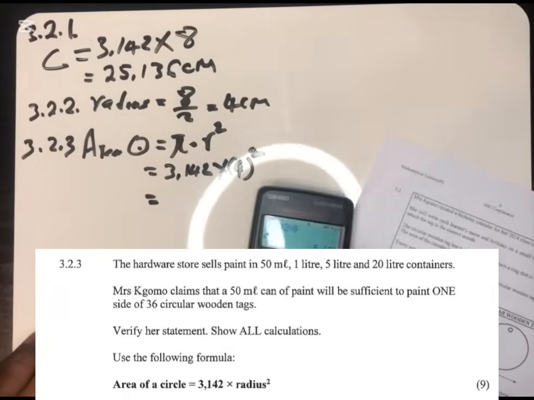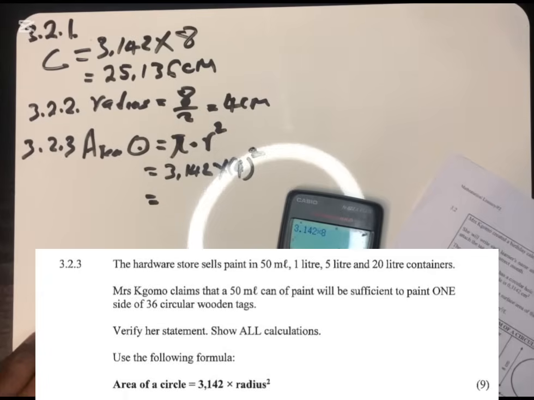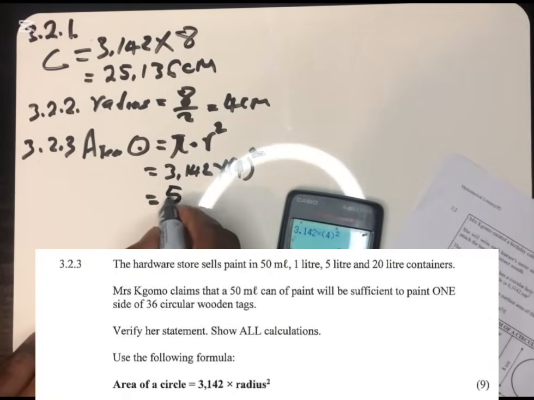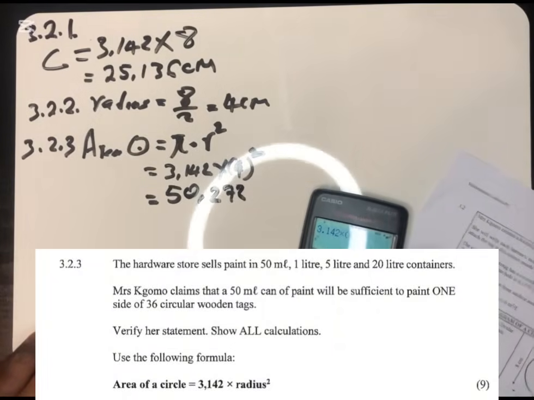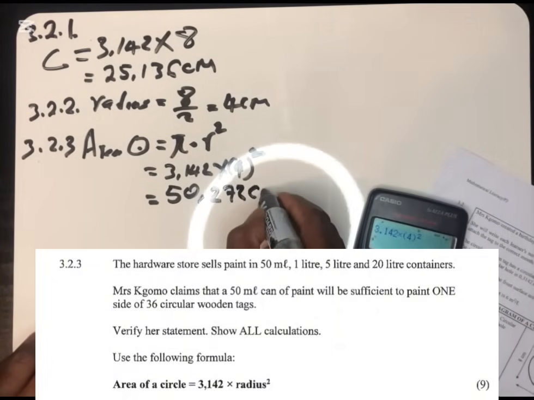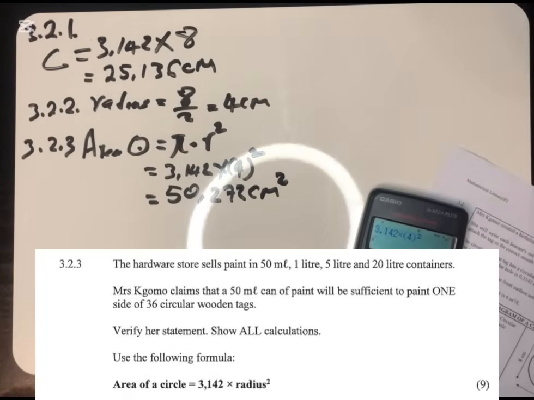So let's use our calculator. We have 3.142 multiplied by 4 squared. This is area, you should not forget. Now we are getting that our area is 50.272. The unit used here is centimeter squared. Area is always measured in squared units. We should not forget that. And this is the area of the whole circle.